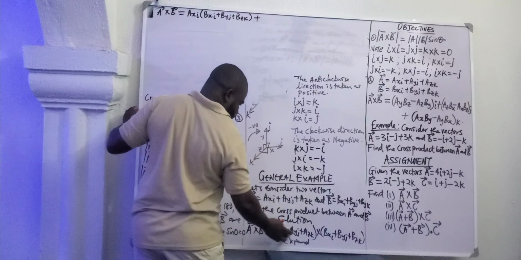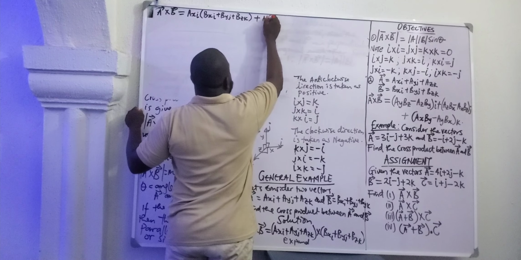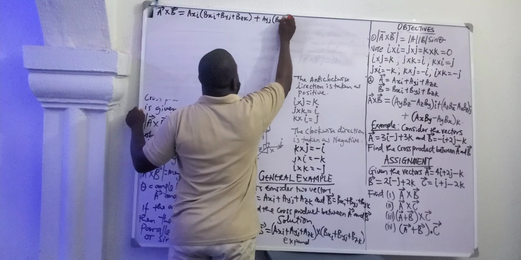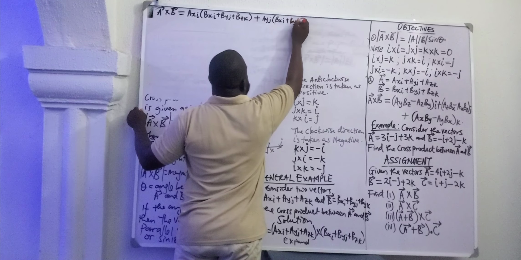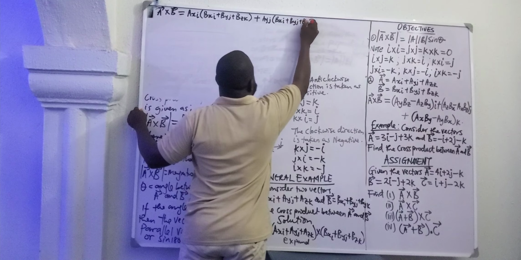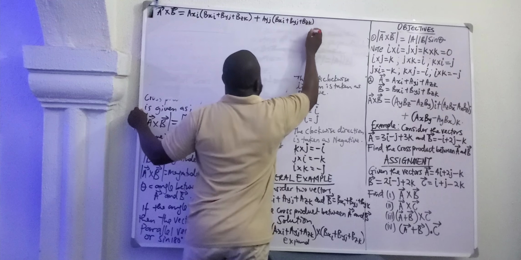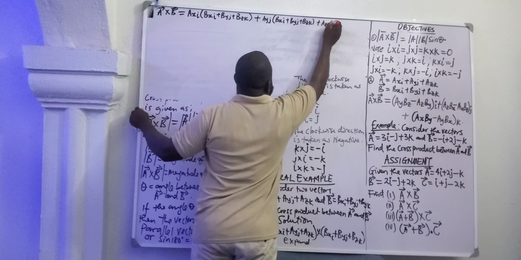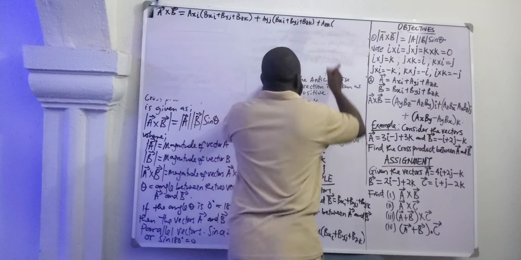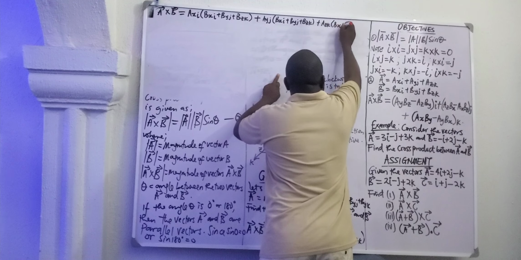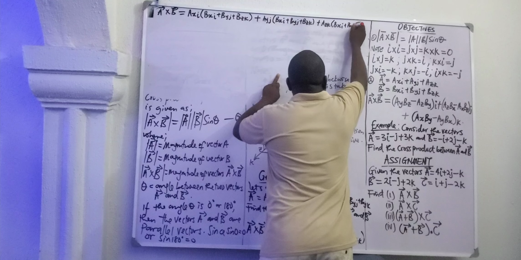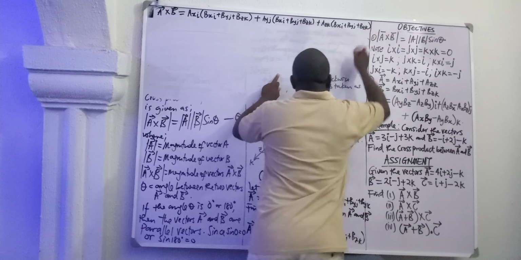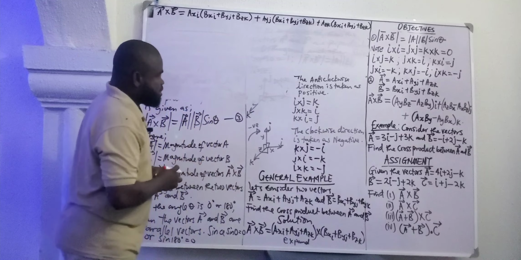Then AY j to multiply BX i, BY j, BZ k. And lastly, AZ k to multiply BX i, BY j, BZ k. Now we'll open the bracket.